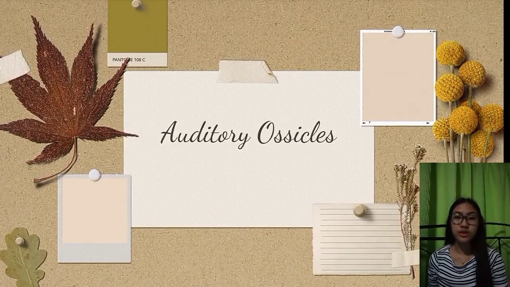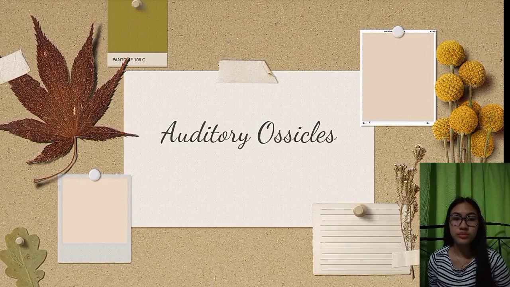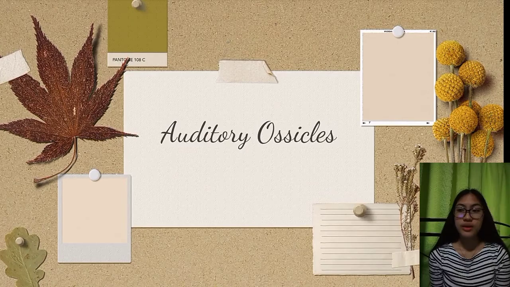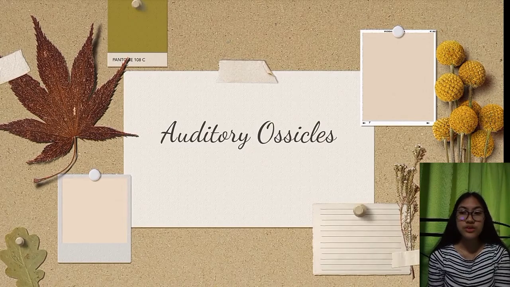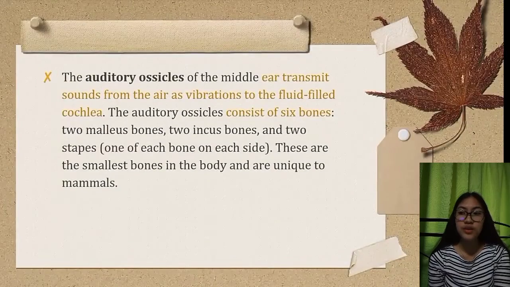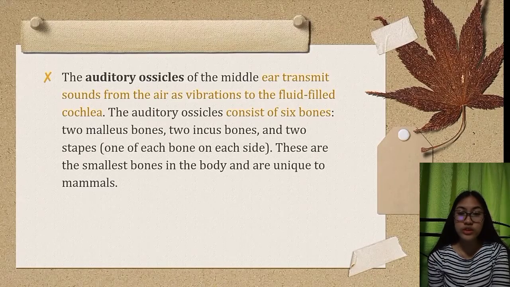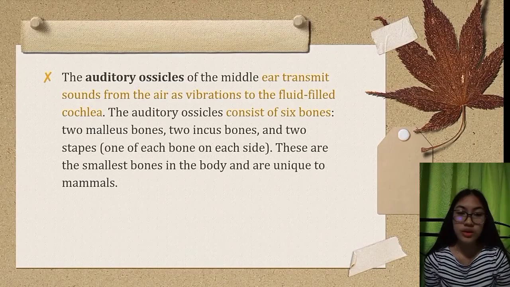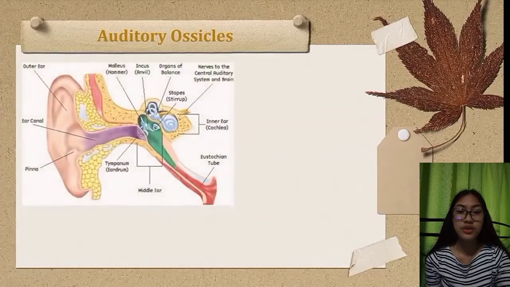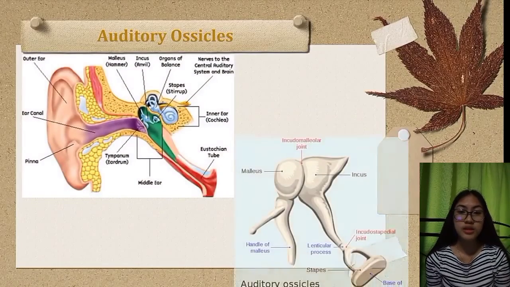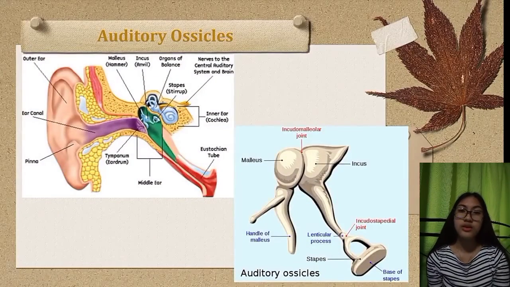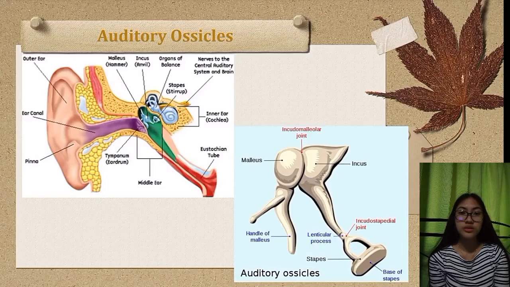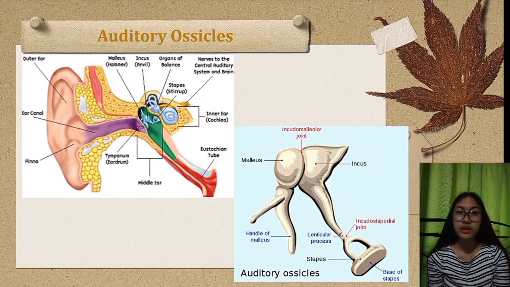Now we proceed to the auditory ossicles. The auditory ossicles of the middle ear transmit sounds from the air as vibrations to the fluid-filled cochlea. The auditory ossicles can be found inside the hard and dense portion of the human temporal bone. The ossicles are the middle ear bones, and they are the smallest bones in your body. There are 6 ossicles in total. These are the malleus, incus, and stapes.